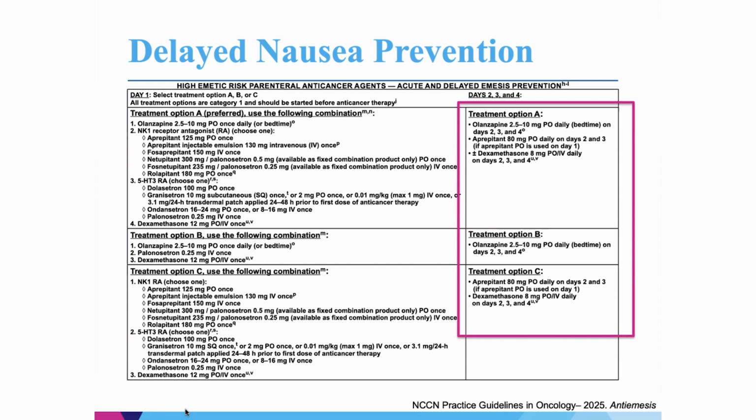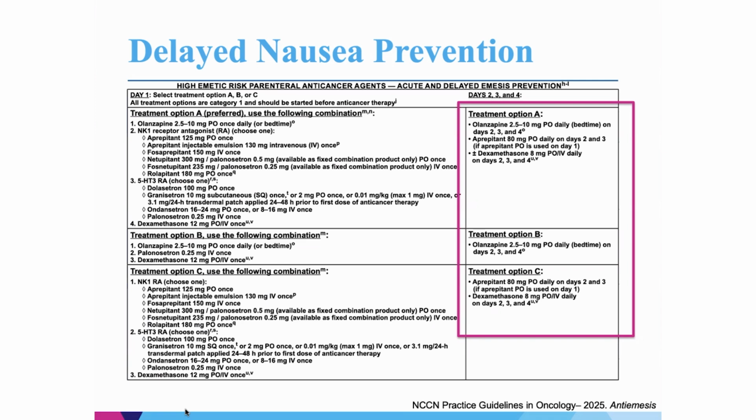How do we then give them to our patients? So it's kind of split into two. You have the regimen that you give the patient on the first day of cycle when they come into the cancer center, and then you send them home with medicines for the next few days to prevent the delayed. So to prevent acute nausea and vomiting, there's a few different regimens here. This is from the NCCN guidelines again.